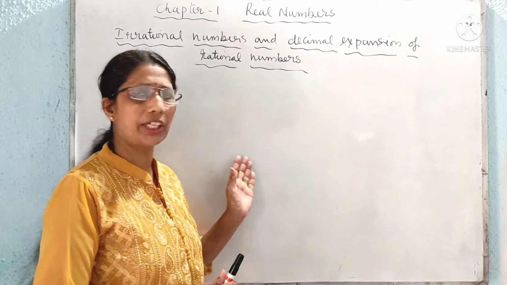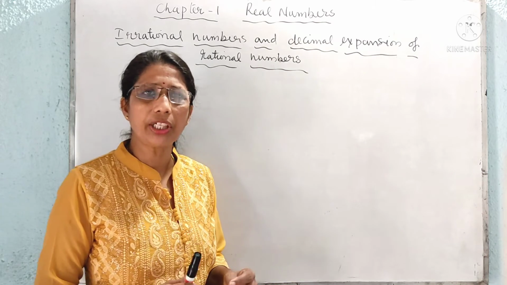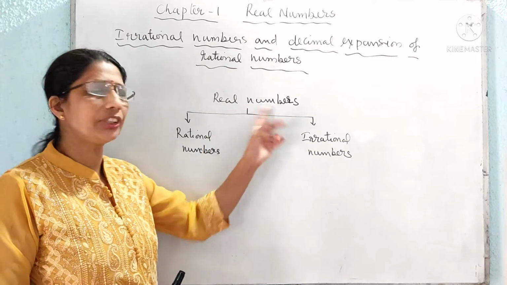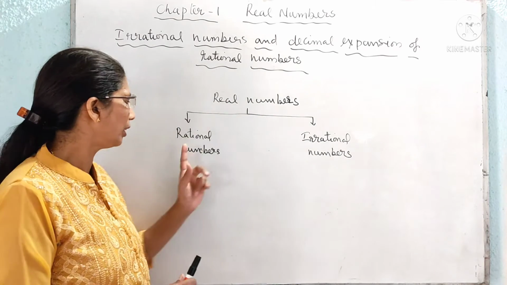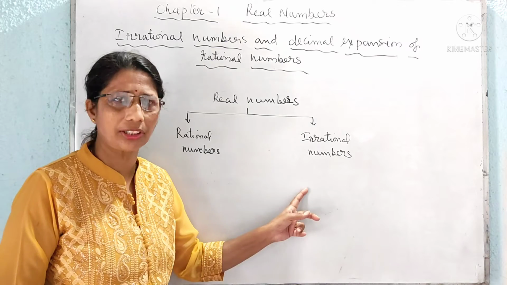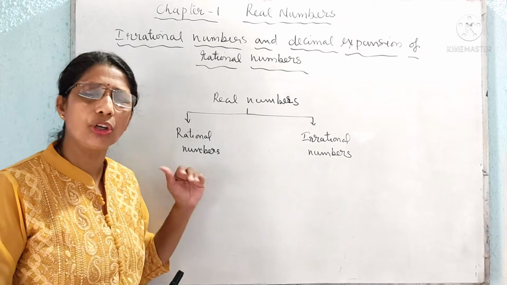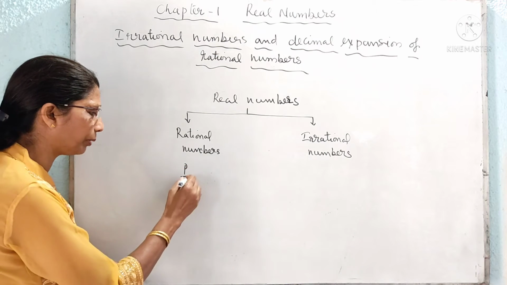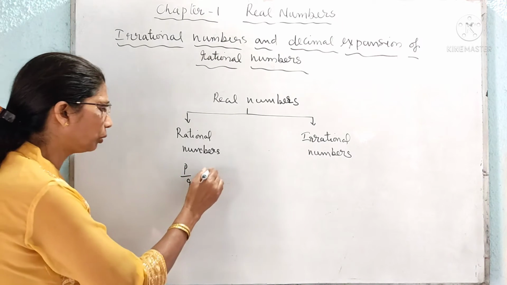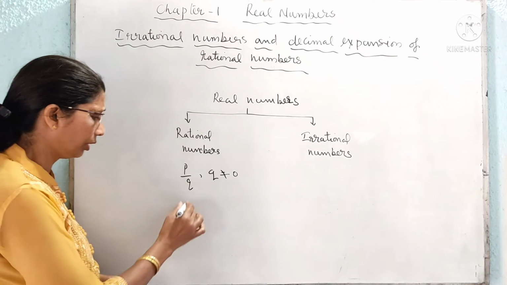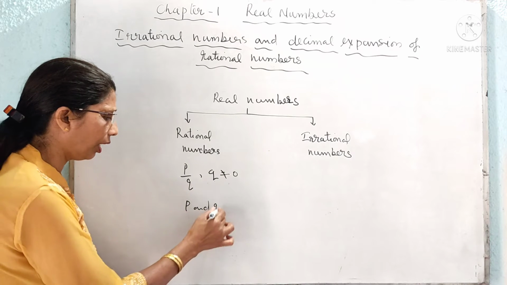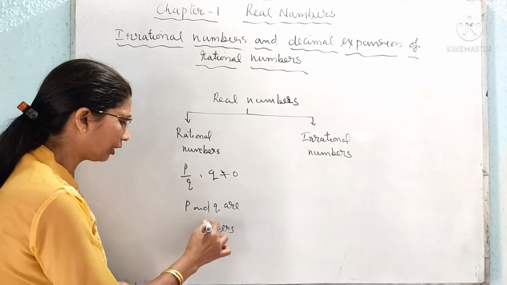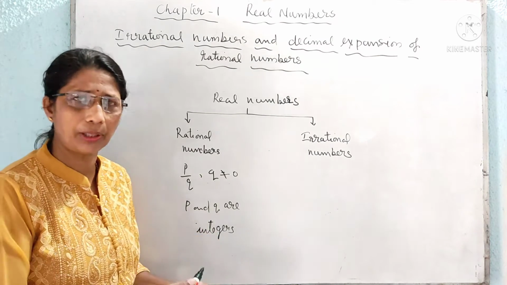Okay. Now we can start the topic. First we are starting with irrational numbers, and first with the real numbers. Real numbers we divide into rational numbers and irrational numbers. Rational number means it is in the form of p by q, q not equal to 0, and p and q are integers. In rational numbers we can take integers and many numbers.